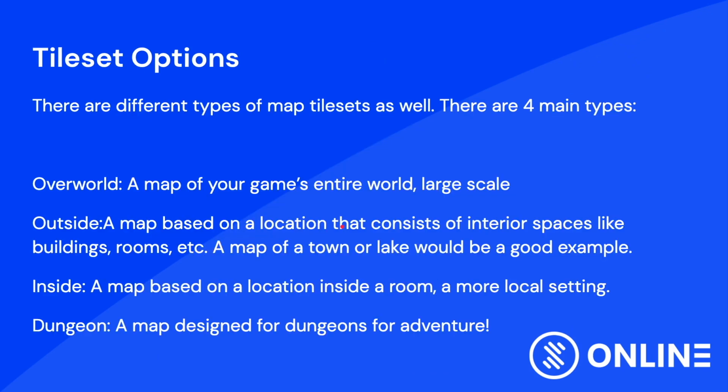And so there are 4 main types of map tile sets, and I'm going to go over them after reading through this. First, there's the overworld, and that's basically a map of your game's entire world, large scale. So maybe you wanted to have a mission sequence, and your character is going through from a forest to a river. You don't want them to go really small. You can make them bigger and just highlight them like on a map. So that'd be overworld.